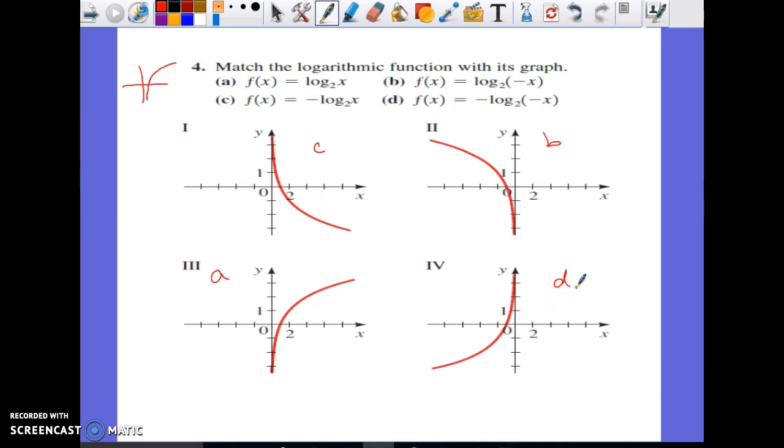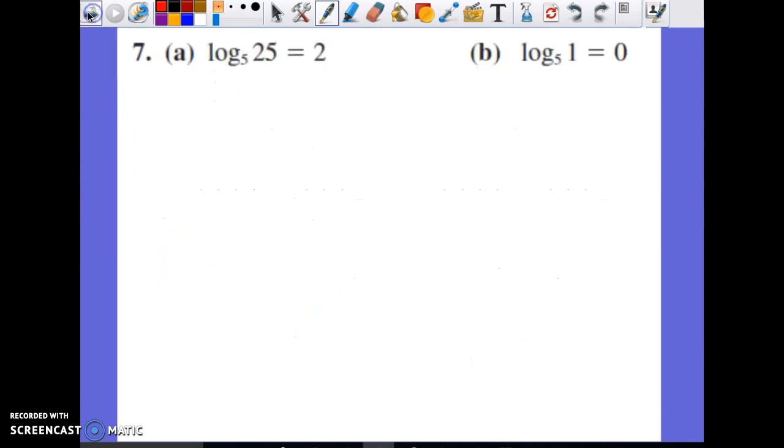Okay, so using our transformation rules. If I want to move something up, doesn't matter what the base is, I'm going to add a number to it. If I want to move something left, I'm going to add on the inside. All those rules are the same that they've always been. If I want to vertically stretch it, I put a number on the outside that's bigger than 1. If I want to shrink it, less than 1. All the same rules, no different.